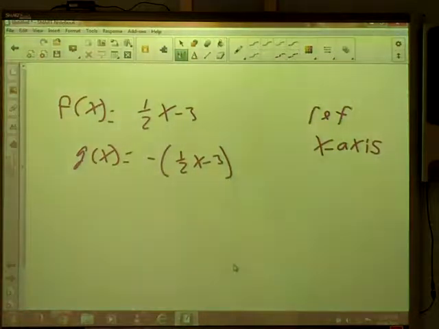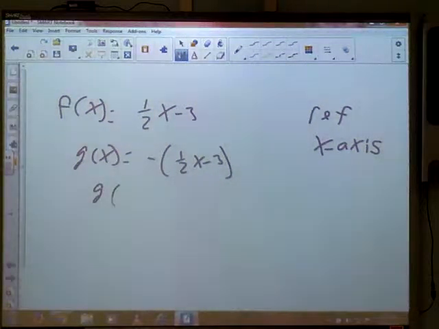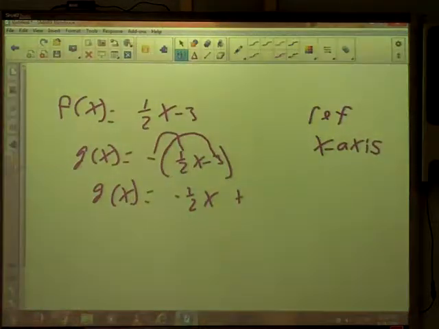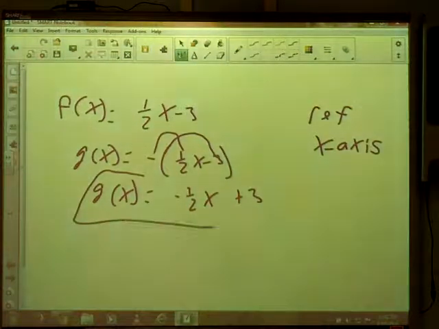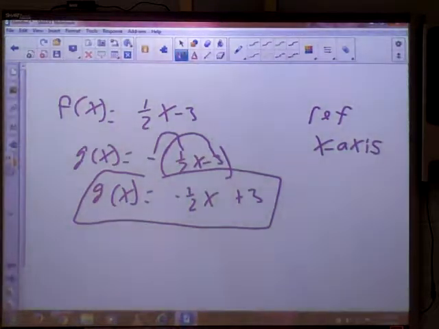Okay, so what do I need to do with that negative out there in front of the whole thing? Distribute it. It's the same as -1, like David said, so we're distributing the -1. That makes g of x equals -1/2 x plus 3. Is that what you would get? Yep. Okay, so for the x-axis, put it in front of the whole thing.